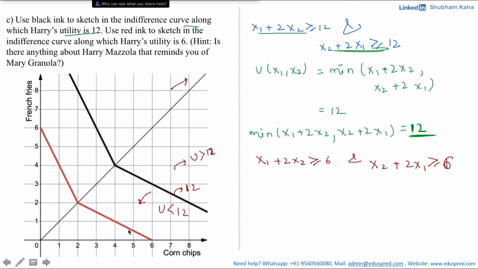Also, there is one slight thing you have to do in order to see the exact position. You have to draw the lines x1 plus 2x2 is equal to 6 and x2 plus 2x1 is equal to 6. If I draw those lines, they would lie like this. I would be taking only these parts of these lines, which would comprise my indifference curve, making your indifference curve look like this. That was all for this video. We would be doing the remaining parts of this question in the next video.